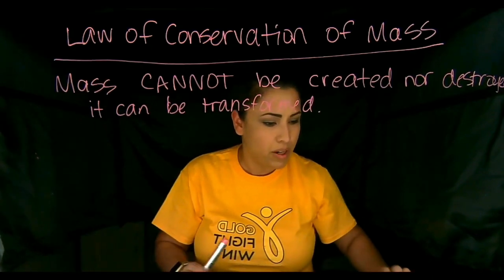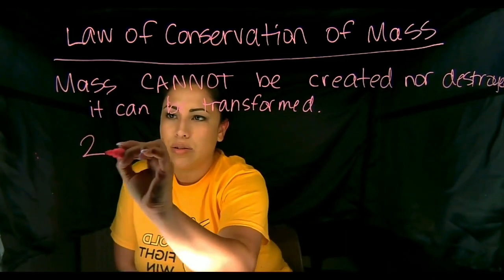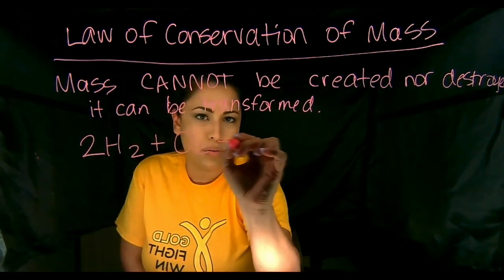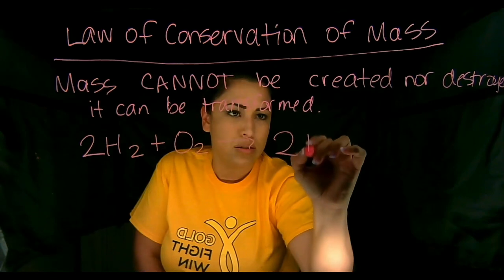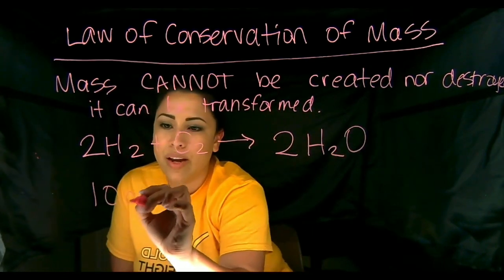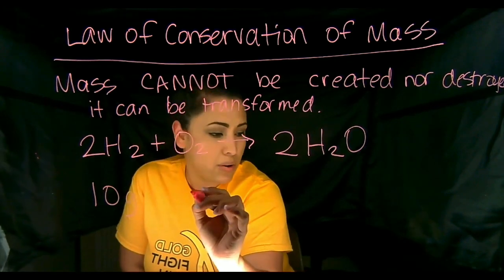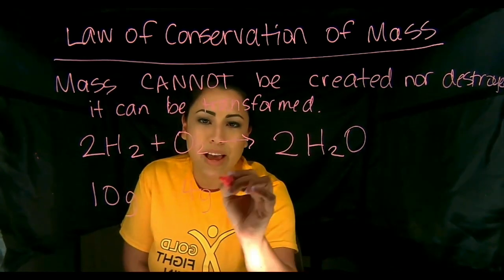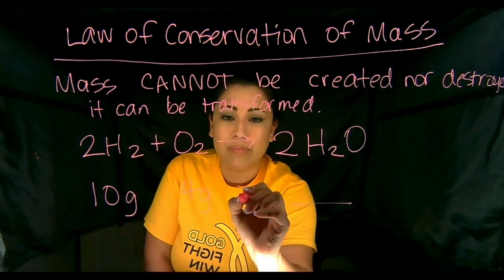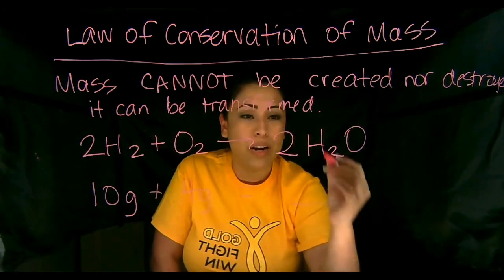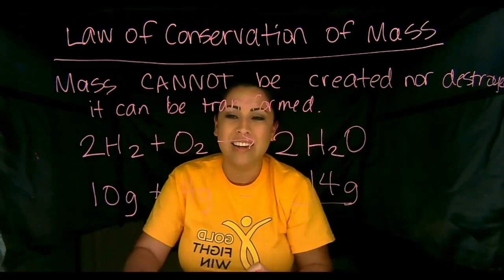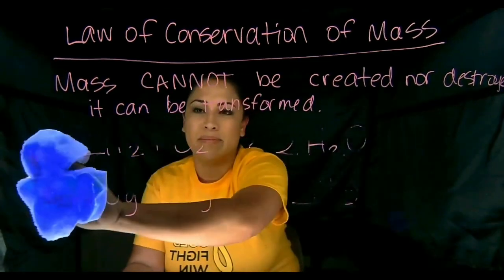And our first formula we're going to look at is 2H2 plus O2 yields 2H2O. Yay, our water. Okay, so if we start with 10 grams of this, and then we also have 4 grams of that, what are we going to end with? Remember, what do we write for our arrow? Equals, bring down the plus. We're going to have 14 grams of our final product. Good job. Let's try another one.